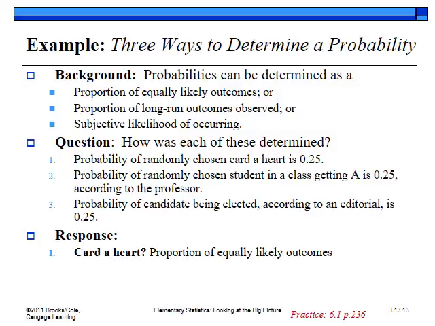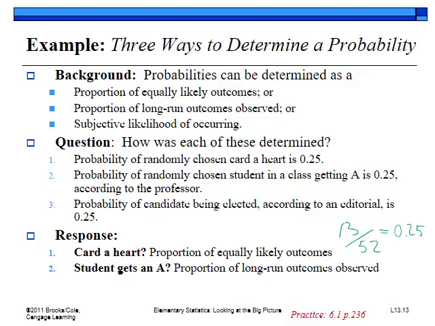For the first one, since we know everything that we want to know about the deck of cards, we know that each card is equally likely to be chosen. This 0.25 is a proportion of equally likely outcomes. In this case, there are 13 hearts and 52 possible cards, so the probability is 0.25.